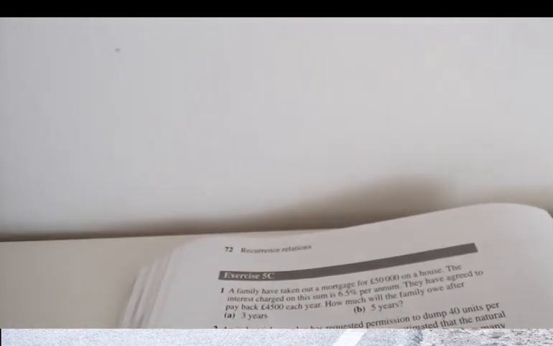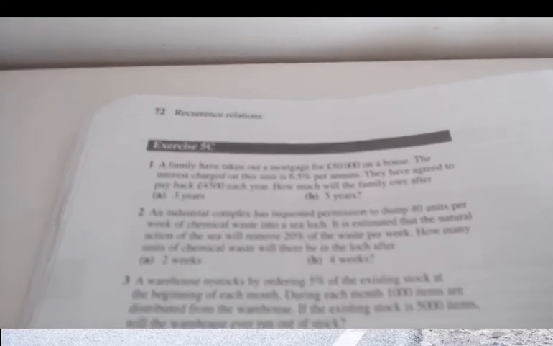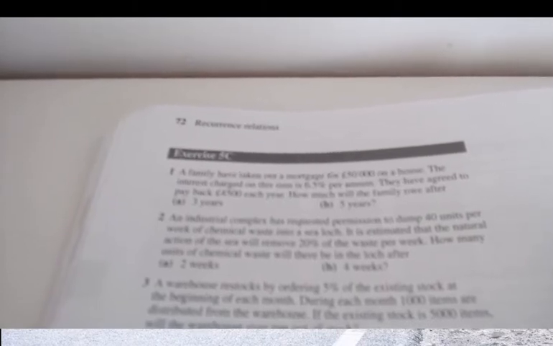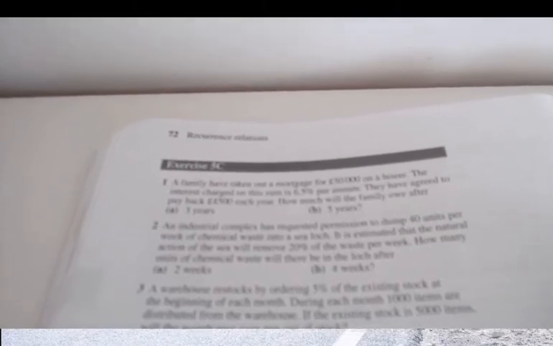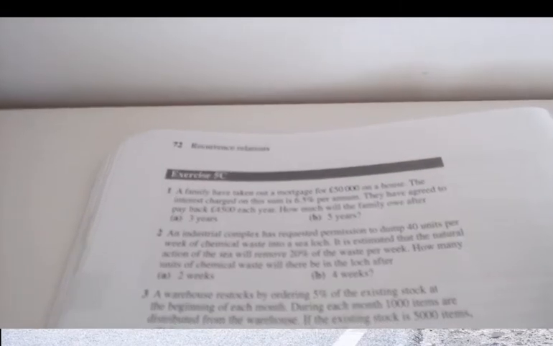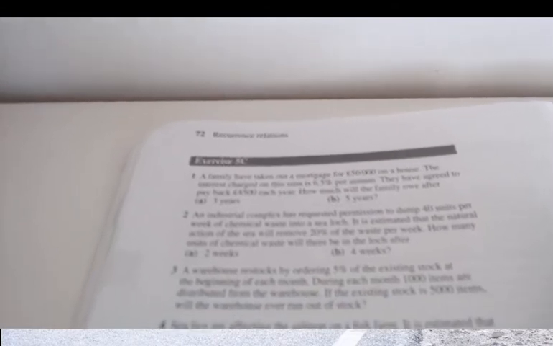Right, question number 2. An industrial complex has requested permission to dump 40 units per week of chemical waste into a sea loch. It is estimated that the natural action of the sea will remove 20% of the waste per week. How many units of chemical waste will there be in the loch after 2 weeks and 4 weeks?